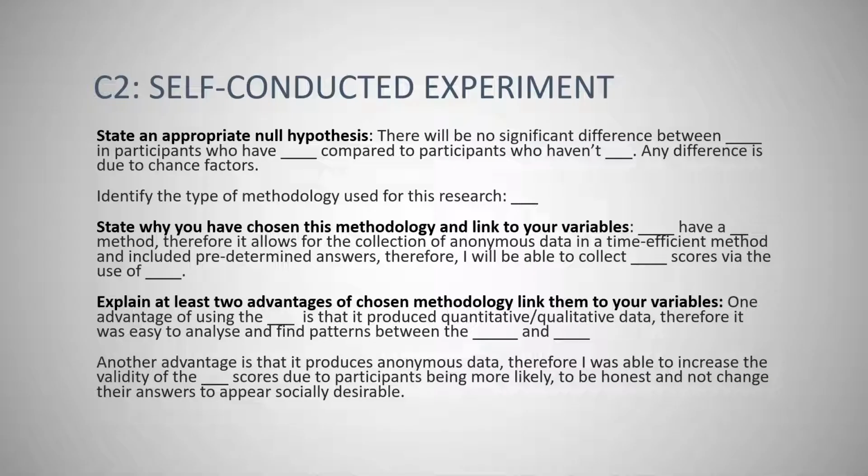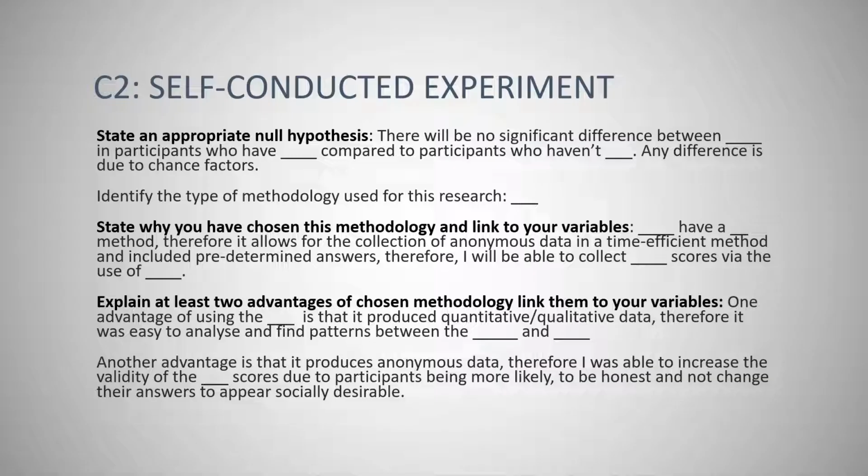But yeah, so explain at least 2 advantages of the chosen methodology and link them to your variables. One advantage of using the something is that it produced quantitative or qualitative data. Therefore, it was easy to analyze and find patterns between the something and something. Another advantage is that it produces anonymous data. Therefore, I was able to increase the validity of something scores due to participants being more likely to be honest and not change their answers to appear socially desirable.